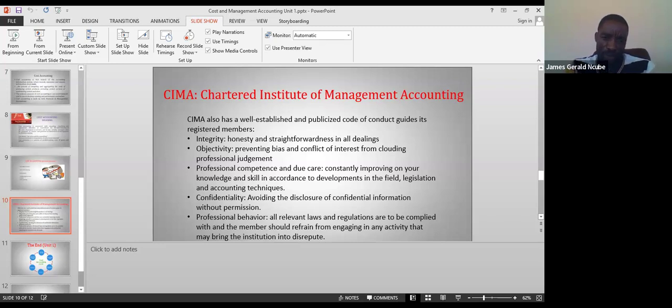The other point is on professional behavior. All relevant laws and regulations are to be complied with, and the member should refrain from engaging in any activity that may bring the institution into disrepute. It is quite interesting that sometimes even your social behavior, your social misbehavior, can also affect your professionalism. So you realize that management accountants are expected to adhere to these high standards of conduct in order to be recognized in that capacity.